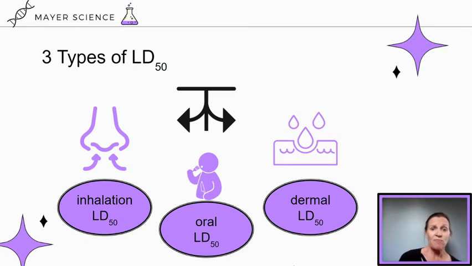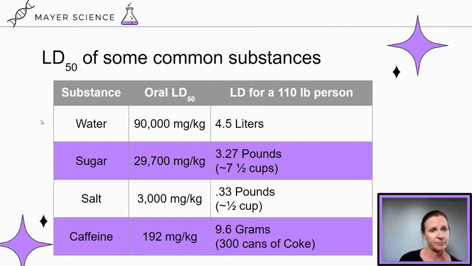Like we said, there are three ways to have a substance enter your body. Likewise, there are three types of LD50s. We have LD50s specific for when you're inhaling a substance, oral LD50s when you're ingesting or eating a substance, and dermal LD50s when it's coming in through contact with your skin.